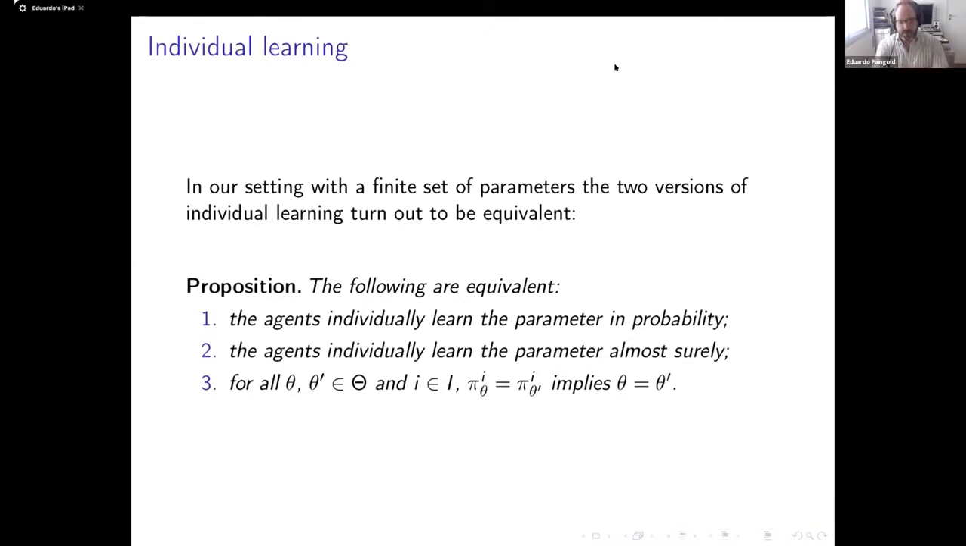So as far as individual learning goes, there's no big difference between convergence in probability and almost sure convergence. And in fact, these are all equivalent to an identifiability condition on the marginal distributions over signals. Individual learning obtains if and only if the marginals of agent i's signals identify the parameter. Whenever the distribution under theta and the distribution under theta prime coincide, this implies that the two values of the parameter must be the same.